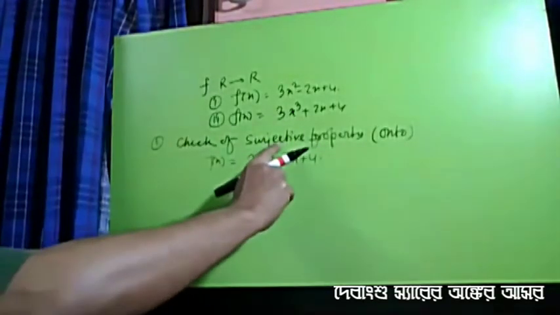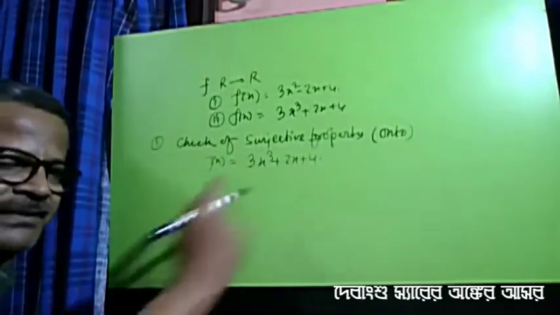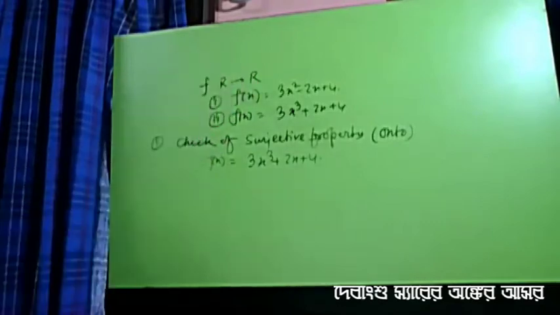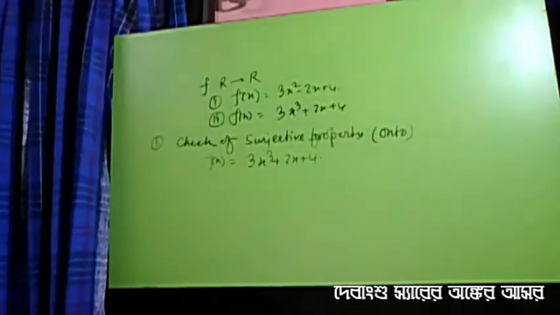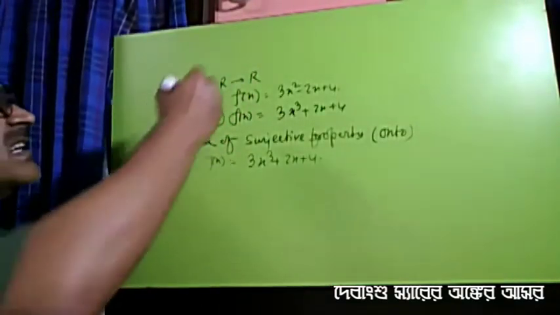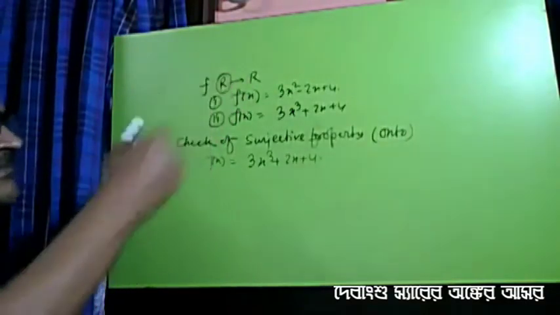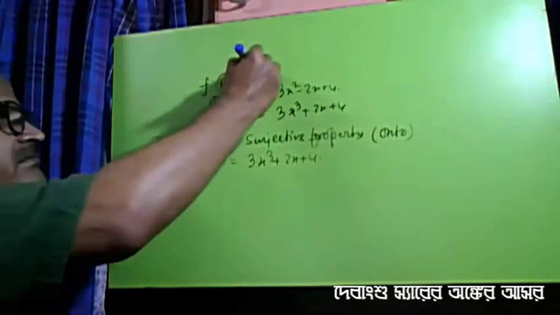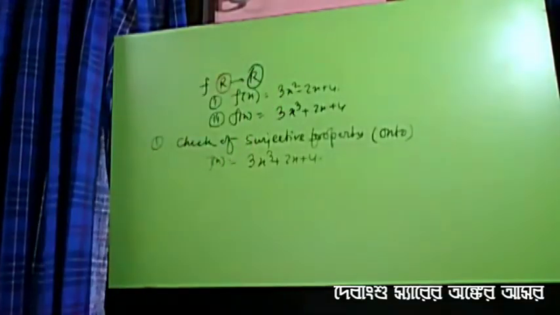Going to check the surjective property of this map. Now I mark these two sets of real numbers by two different notations. This is red R and this is blue R. Clear?